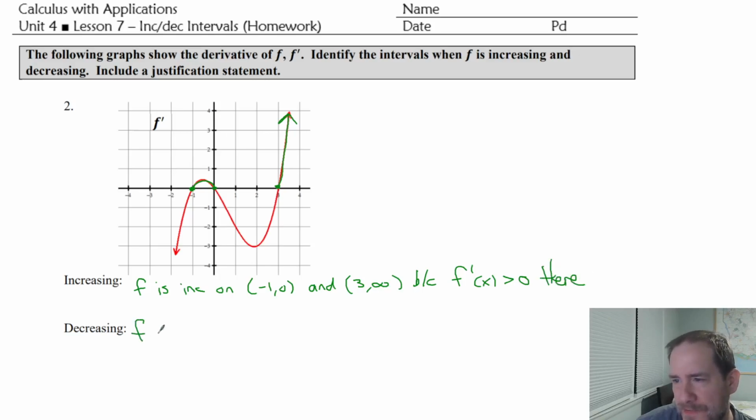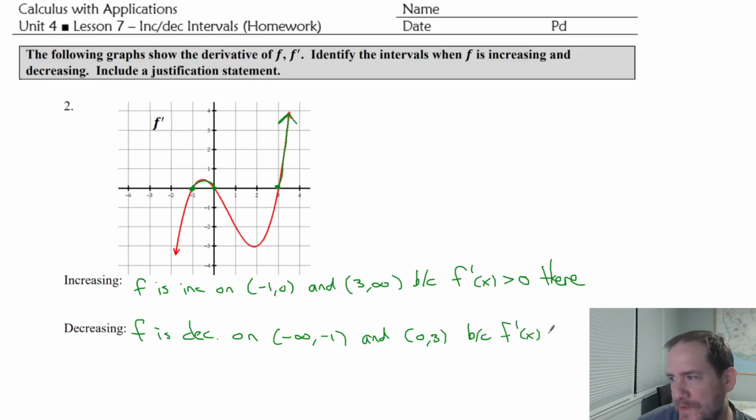And we can say f is decreasing on these 2 intervals, the interval that goes from negative infinity to negative 1 and from 0 to 3. Because the derivative is negative there. And that's it for 2.